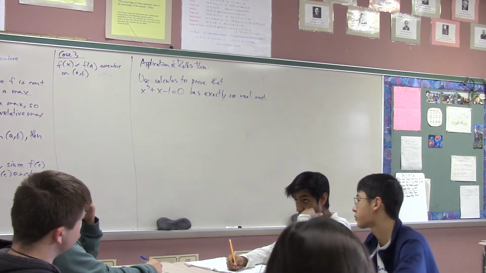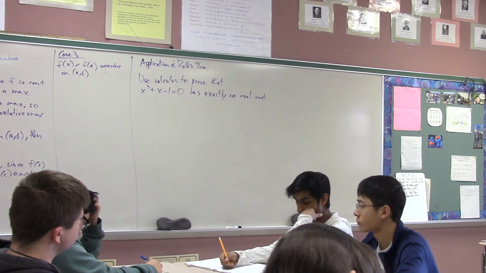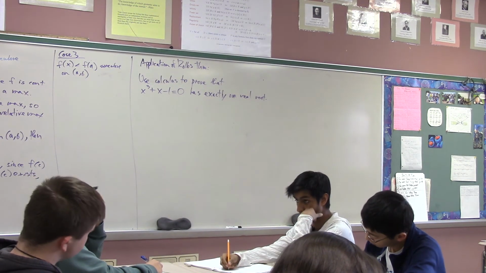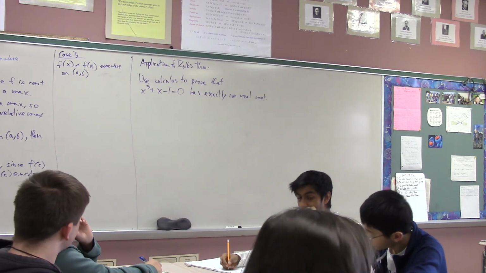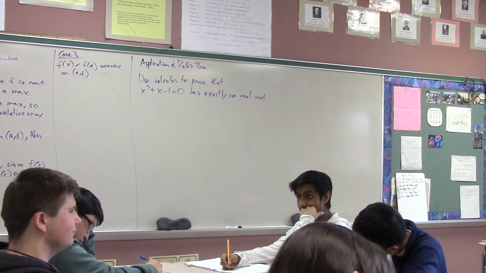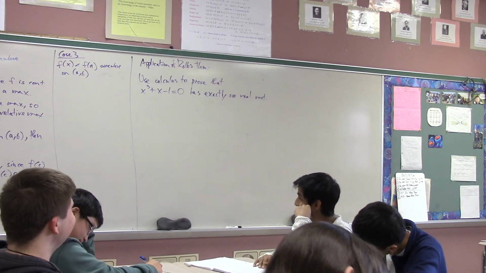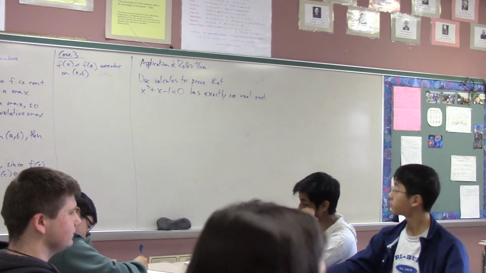All right, we need to go fast. Will, say something. Lathrop, say something. We should use Rolle's theorem. What does it mean to, yeah, that's true. What does it mean to prove that an equation has exactly one real root?